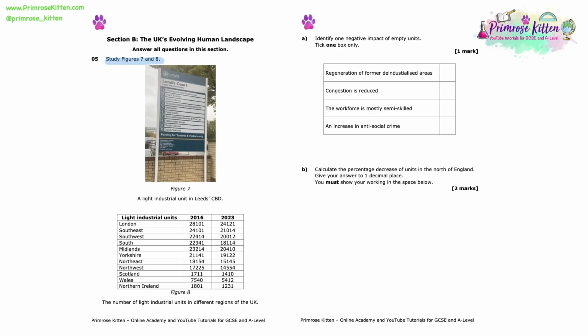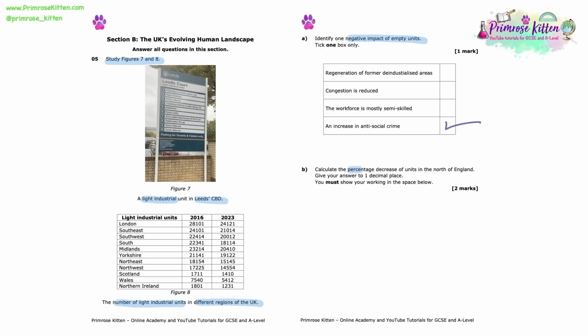Question 5. Study figures 7 and 8. Figure 7 shows a light industrial unit in Leeds Central Business District, while Figure 8 shows the number of light industrial units in different regions of the UK. Part A. Identify one negative impact of empty units for 1 mark. The correct answer here is the final option, an increase in antisocial crime.